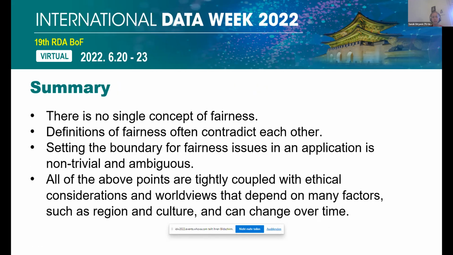And this actually already leads me somehow to sum up or to complete this topic. So actually there is not a single concept of fairness when talking about data quality in AI. So sometimes those definitions really contradict each other. And setting these boundaries is non-trivial, and it's ambiguous. So it's really something where you need to take into account your specific application and your specific domain, and then you have to decide what's the way to go for you in order to ensure that the training data that you're using is bias-free and that you're developing an AI algorithm that really is fair and takes fair decisions.